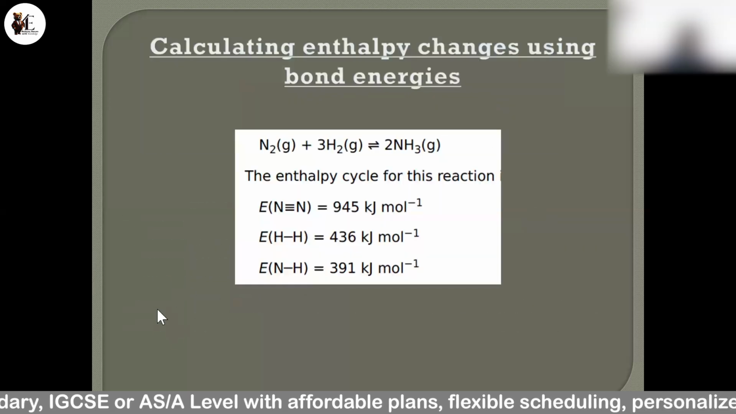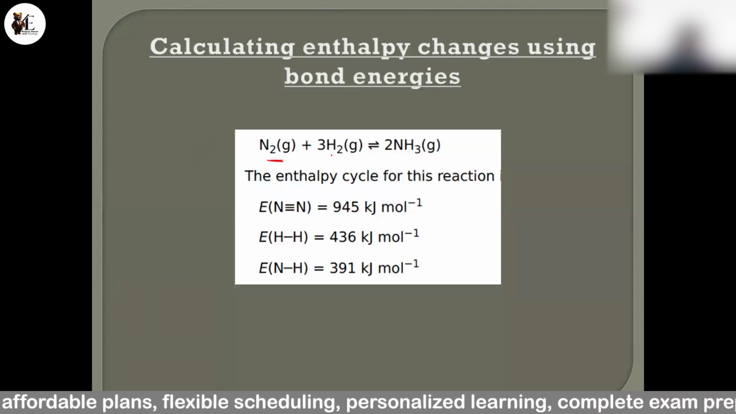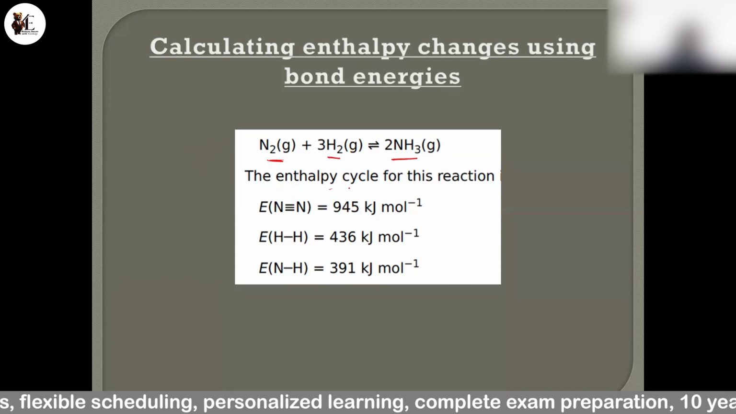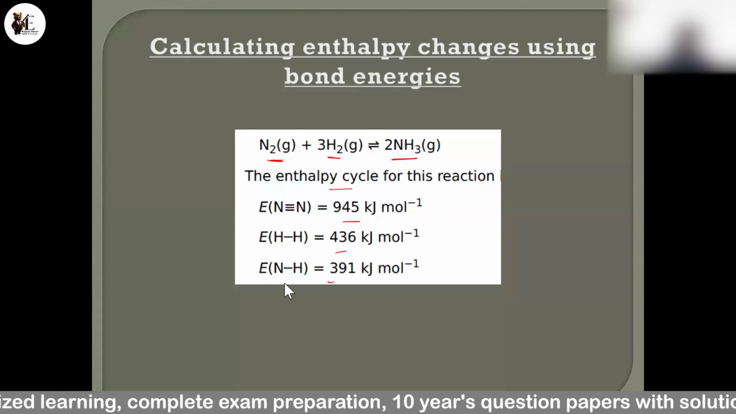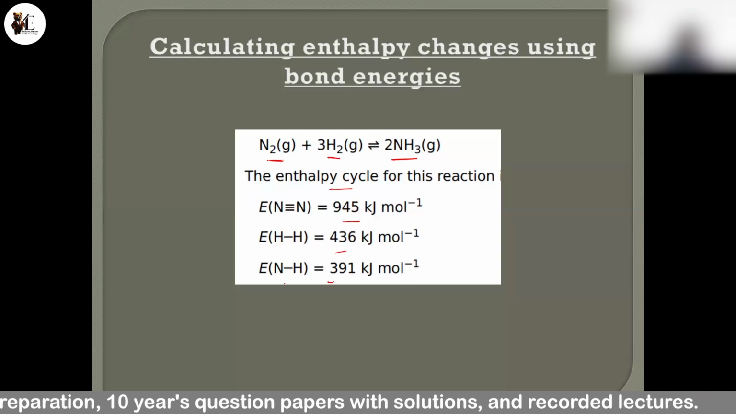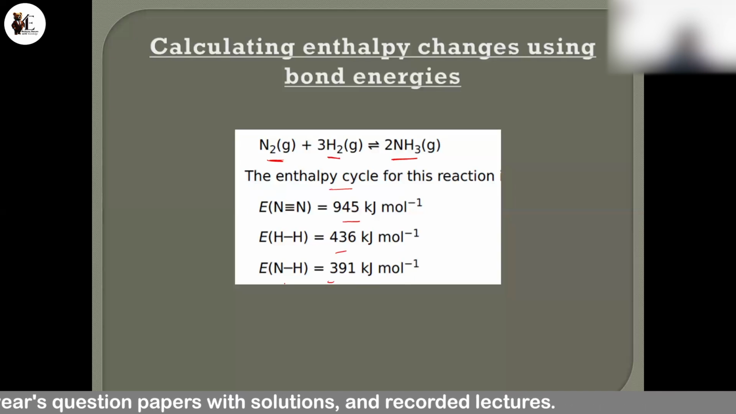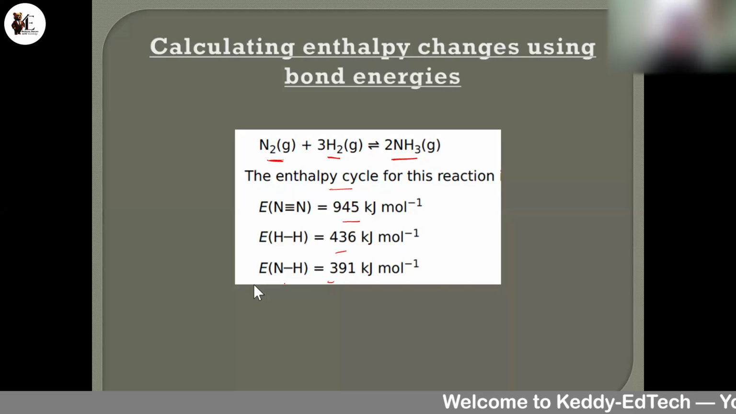So this is a numerical on how to calculate enthalpy changes using bond energies. This is the question: nitrogen reacts with hydrogen to form ammonia gas. The enthalpy cycle for this reaction is given to you. Write it down. That means the energy required to break the nitrogen bond is 945, required to break the hydrogen H2 bond is 436, and to form the NH bond is 391. Done?